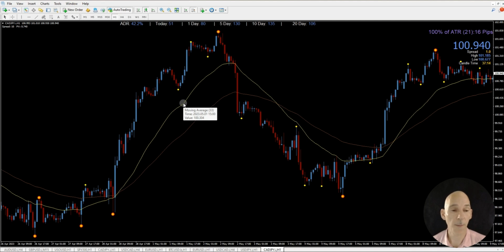We have one main condition, and that is if price does reach the 33 EMA, we need it to have an upward slope. It doesn't have to be this steep, but it definitely needs to have a slope. We do not trade flat EMAs.